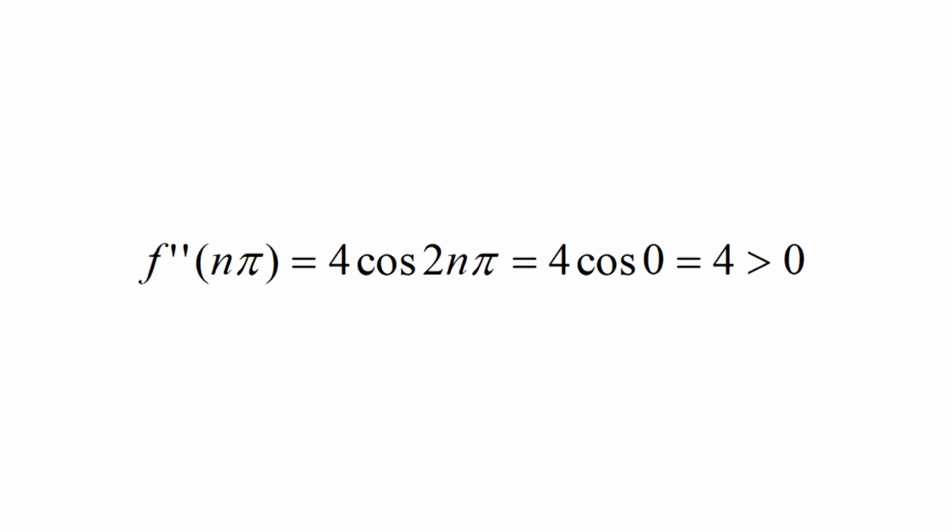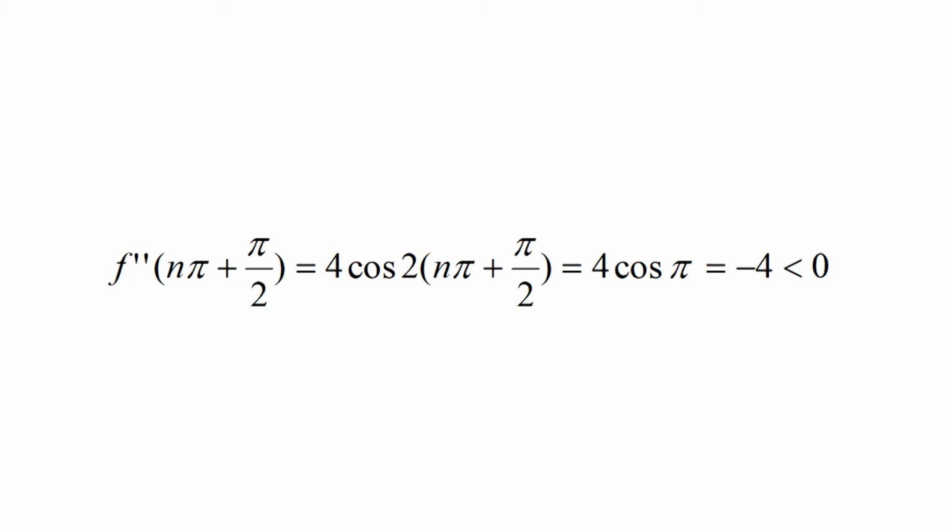f double dash of n pi is equal to 4 times cos 2 n pi, which is equal to 4 times cos 0, which is equal to 4, which is greater than 0. f double dash of n pi plus pi by 2 is equal to 4 times cos 2 times (n pi plus pi by 2), which is equal to 4 cos pi, which is equal to minus 4, which is less than 0.